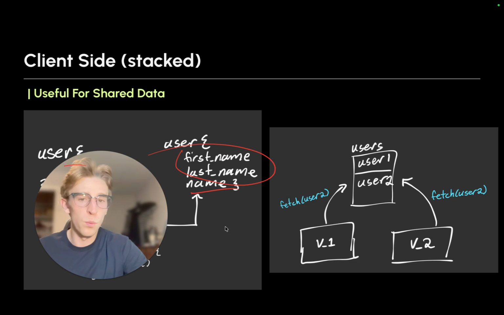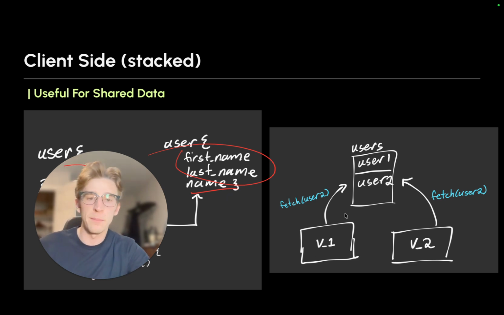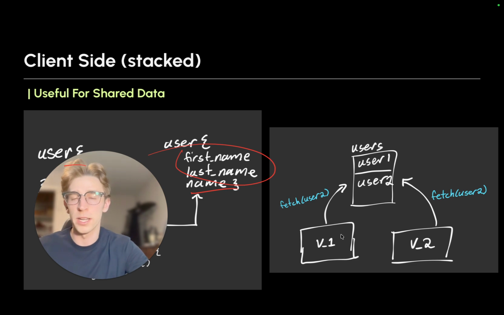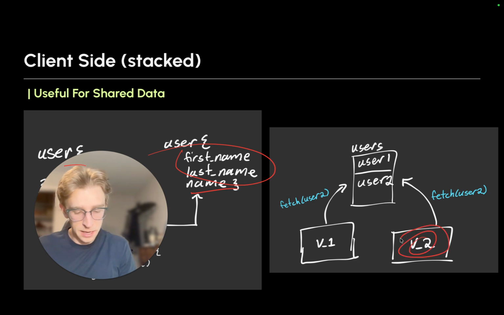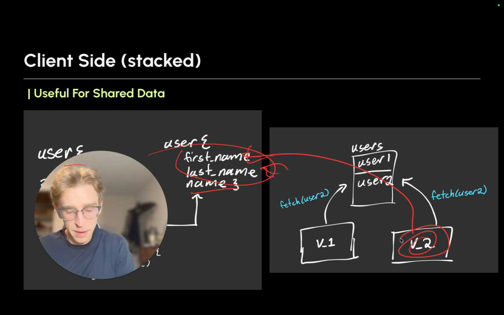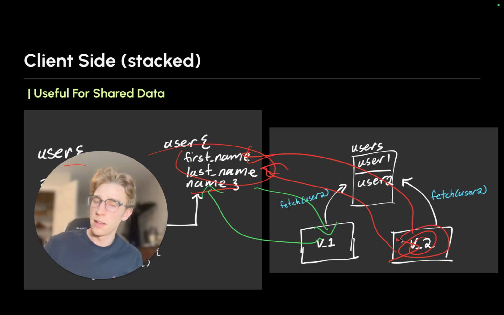Or in the case of V1, it's going to go in and find that name property and decode it, and V1 is still going to function. In the case of V2, it's going to go in and find first name and find last name, and that's going to work as well. So that's essentially what we want. That's very useful. This is essentially stacked client-side migrations.